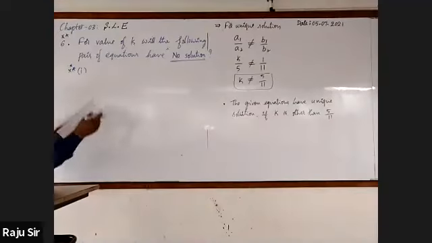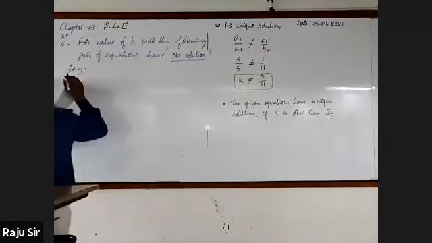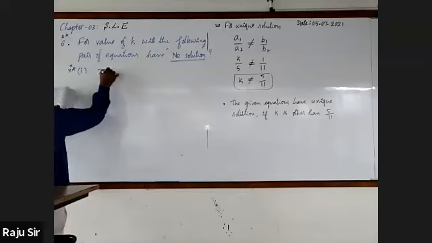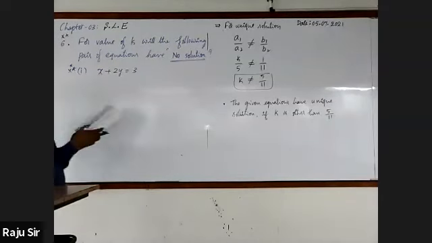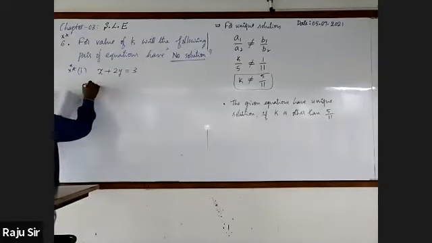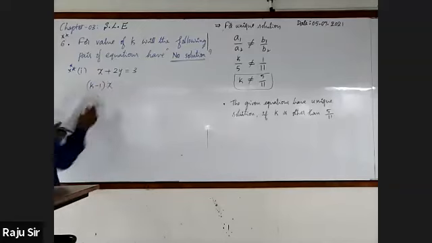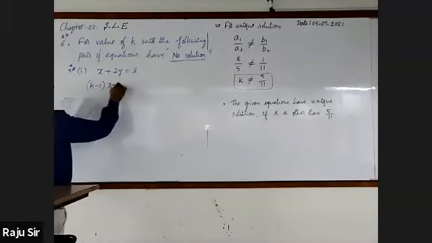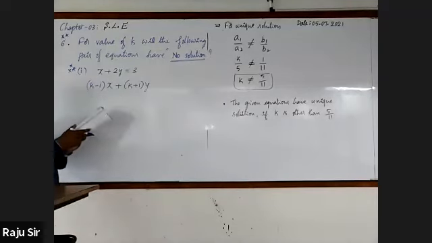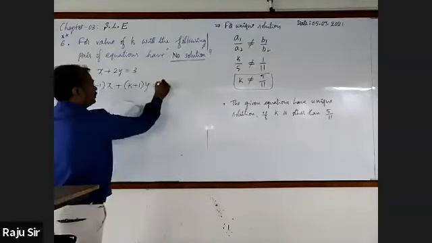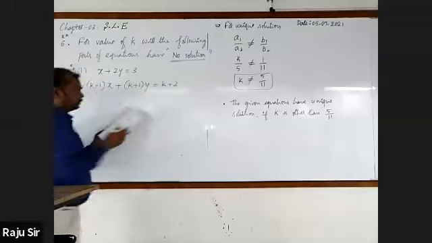First sub question is: x plus 2y equal to 3. Then the second equation is (k minus 1) into x plus (k plus 1) into y is equal to k plus 2.